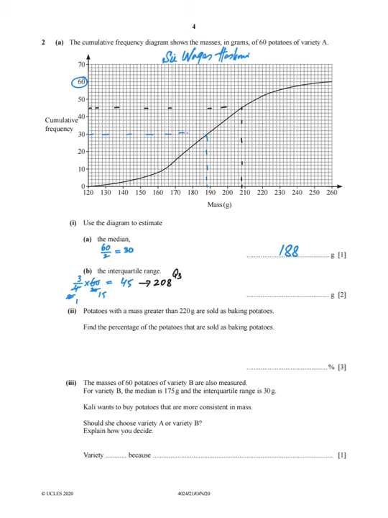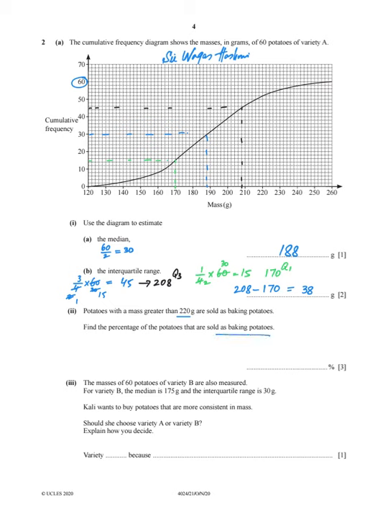Similarly, I need to find the lower quartile, and that is 1 upon 4 of your frequency, that is 60. So that is 30 divided by 2 and it is equal to 15. So I need to find the value at 15, that is my lower quartile, and the value at 15 is 170. Alright, that is my Q1. So the interquartile range is basically the difference of these two, 208 minus 170, that leads to 38. Alright, after that, potatoes with mass greater than 220 grams are sold as baking potatoes. Find the percentage of the potatoes that are sold as baking potatoes.